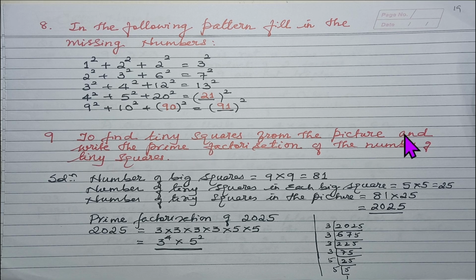Now to find tiny squares from the picture and write the prime factorization of the number of tiny squares. So in the picture we have the total number of big squares as 9 into 9, 81, because there are 9 columns and 9 rows. The number of tiny squares in each big square is 5 into 5, that is 25. Therefore the total number of tiny squares in the picture is 81 into 25, that is 2025, and the prime factorization of 2025 will be 3 into 3 into 3 into 3 into 5 into 5, that means 3 raised to 4 and 5 raised to 2. So that is the prime factorization of the tiny squares of the picture which is there in the textbook.